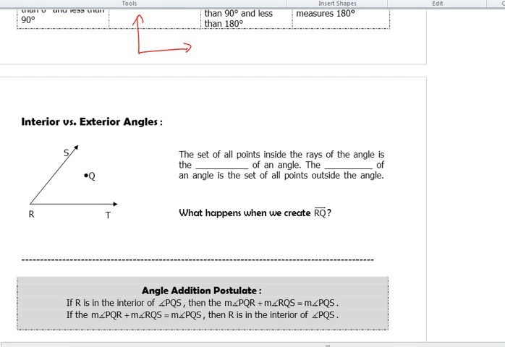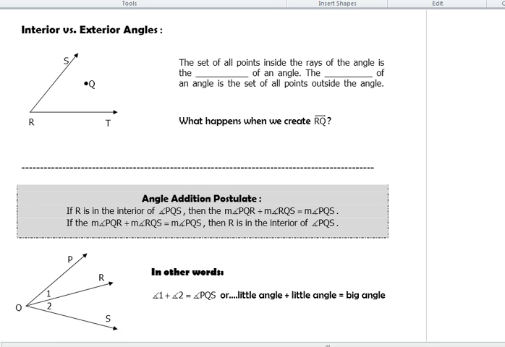Interior versus exterior angles. Again, not too bad, pretty simple. The set of all points inside the rays of the angle is called the interior of an angle. Inside, interior. So the exterior of an angle is the set of all points outside the angle. What happens when we create a ray RQ? Well, we just created another set of angles inside. That's all that's happening. So you create another angle.